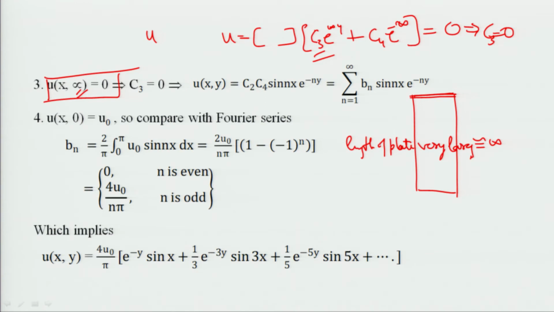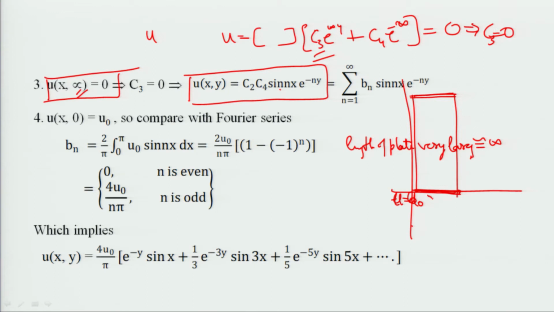If we substitute the third condition, C3, in our assumed solution, our u will become this much: C2 C4 sin(nx) e to the power minus ny. Now, we apply the fourth condition. The fourth condition is this much: temperature u equals u0 at x equals 0, or at this particular line. This is the x axis, this is the y axis, and when x equals 0, temperature equals u0.